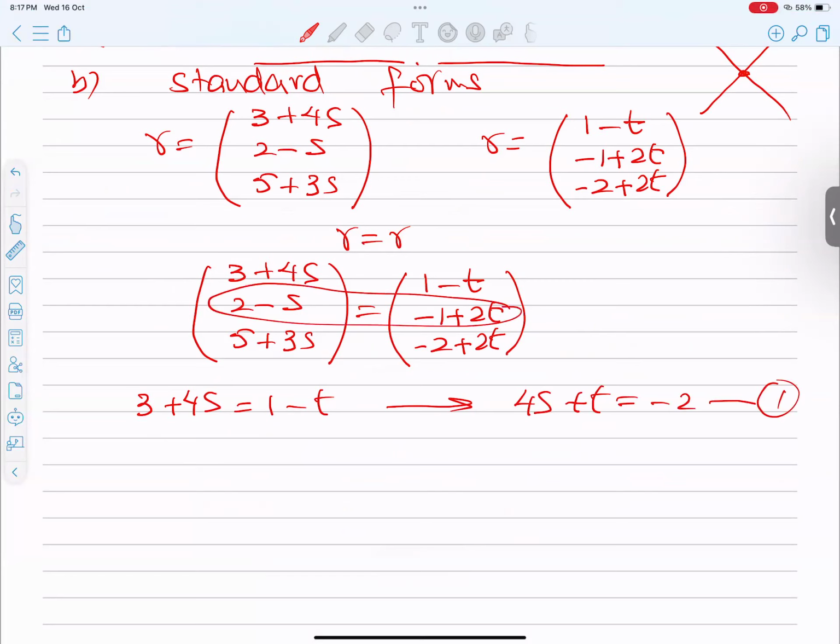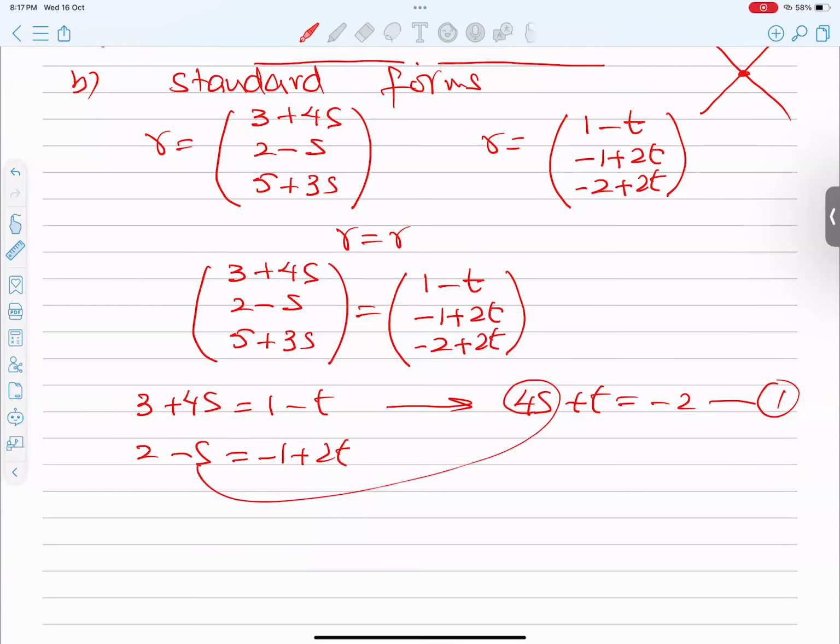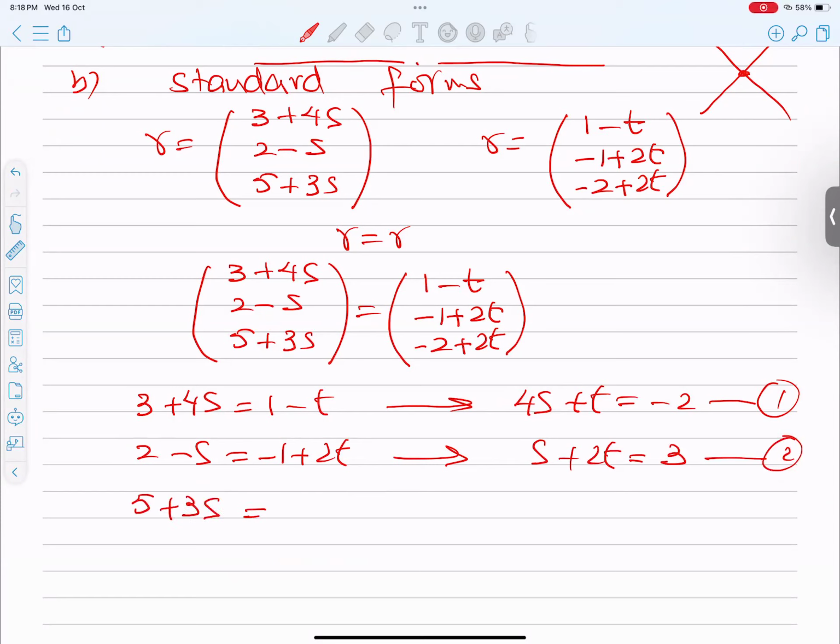Now I take the j coefficients. So 2 minus s equals -1 plus 2t. Because I wrote s before, I bring s here to make s positive. So s plus 2t, and this -1 goes there and becomes 3. Equation 2 done. Now the same way for the k coefficient. I believe nothing is hard. 3s minus 2t equals -7. Equation number 3.